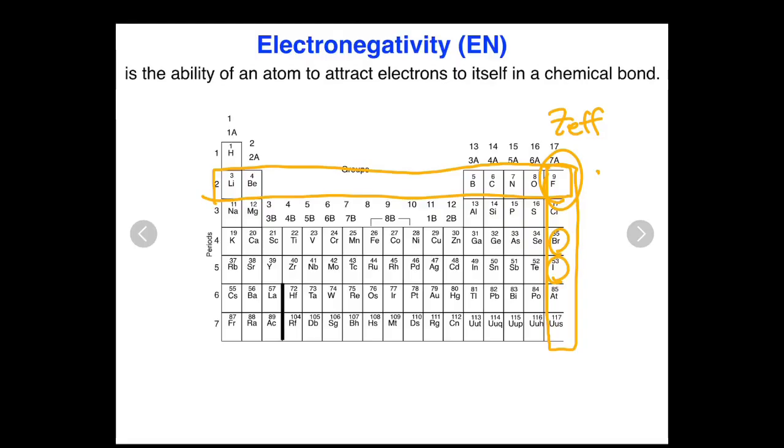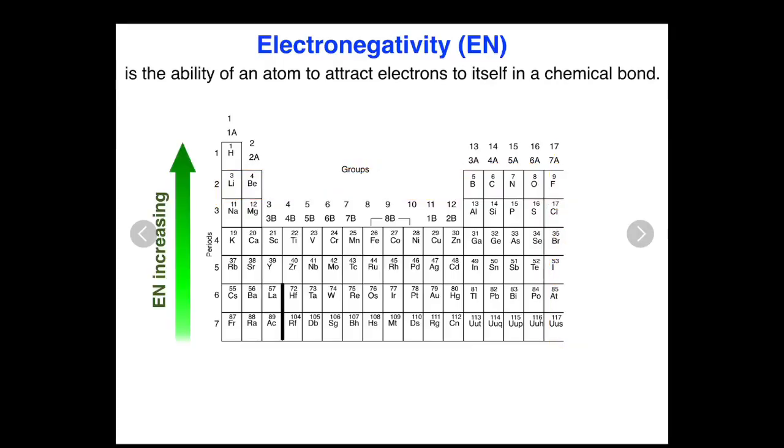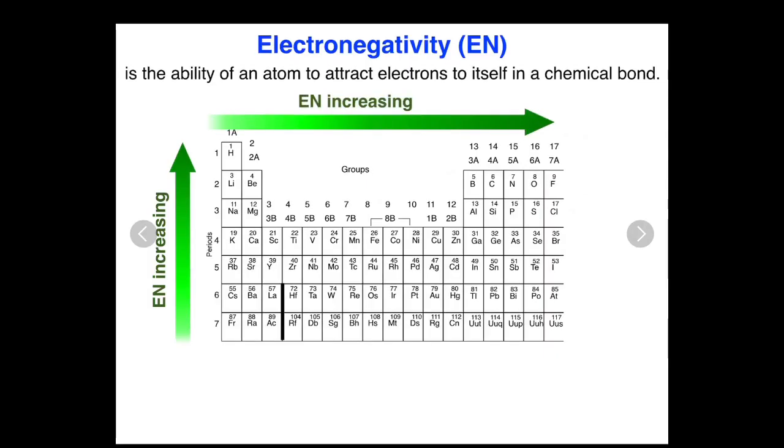Therefore, the smaller size is easier to attract electrons to itself, right? It's closer to the nucleus, so that means it's going to be easier to attract more electrons to itself. Therefore, in this case, the trend of the En value would go from bottom up, right? So it's going to increase from bottom to top, and it's going to increase when it gets closer to fluorine. Therefore, I want you to note that the highest En value on this periodic table would be fluorine.